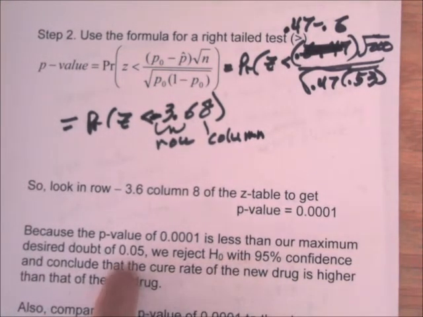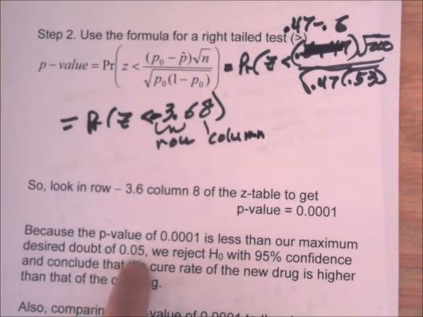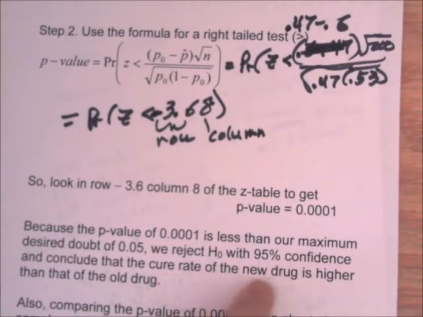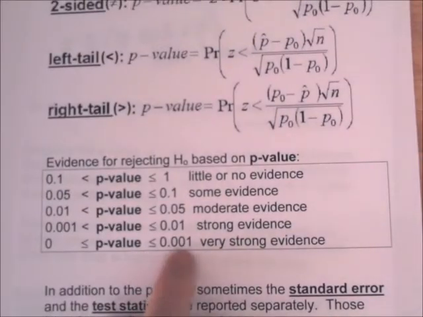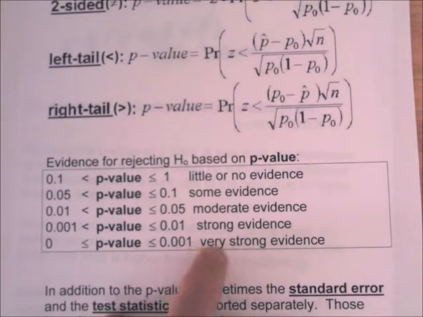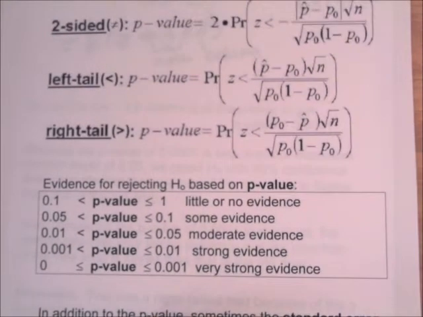That provides very strong evidence that the new drug is better. It's less than alpha, our desired maximum level of doubt. So we reject H0 with 95% confidence and conclude the cure rate of the new drug is higher than that of the old. Also, if we compare it to our chart here, we have 3 zeros after the decimal point. So it's less than 0.001. The sample provides very strong evidence.